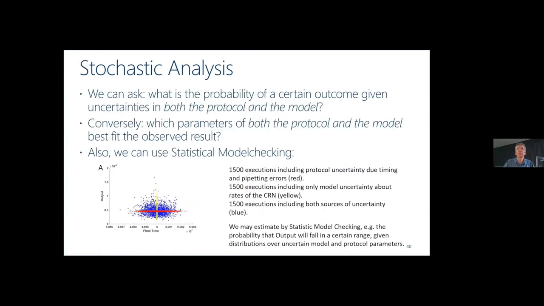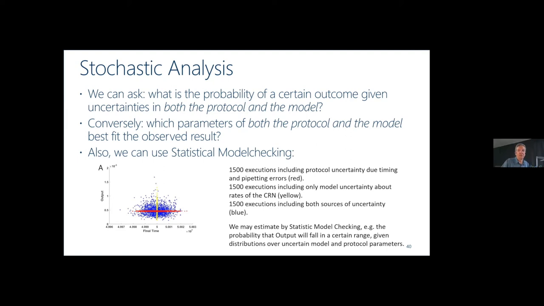So what is this all good for? Well, at the moment I'm basically just doing simulations, but this will also be useful to ask questions such as what is the probability of a certain outcome given uncertainties in both the protocol and the model? Because usually you have uncertainty in the model parameters, like the rates of the reactions. You also have uncertainty in the protocol parameters, like pipetting or splitting things. And so the result of your experiment depends on all these uncertainties together. So you may want to ask what is the probability of reaching some outcome given all these uncertainties?